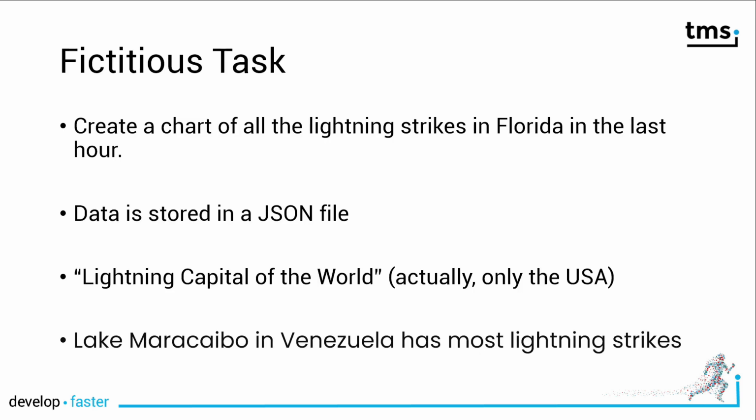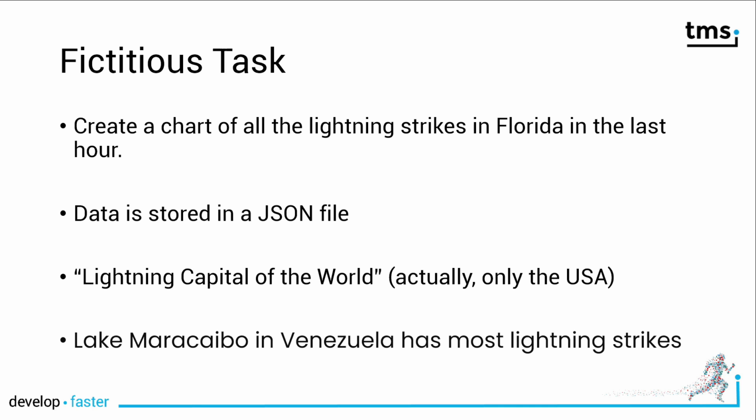So this is an example of a heat map showing the state of Florida with certain points being highlighted. The fictitious task that we're going to solve in this video is very simple. We're going to create a chart of all the lightning strikes in Florida in 1 hour. As said, it's fictitious. I created the data set using AI, so this is not actual data from the state of Florida. Also, I stored the data in a JSON file, which can be read very easily using the new FNC dataset.